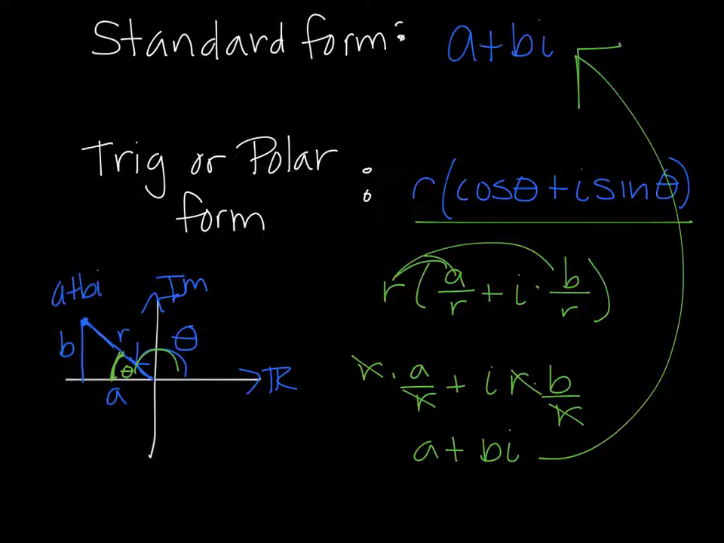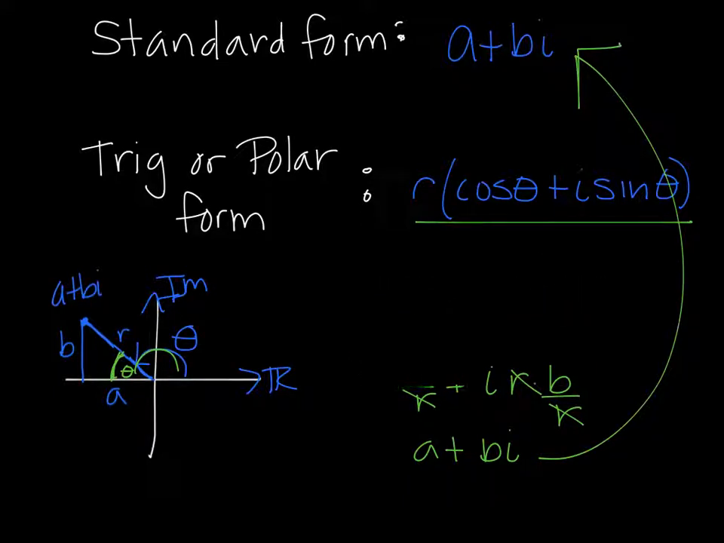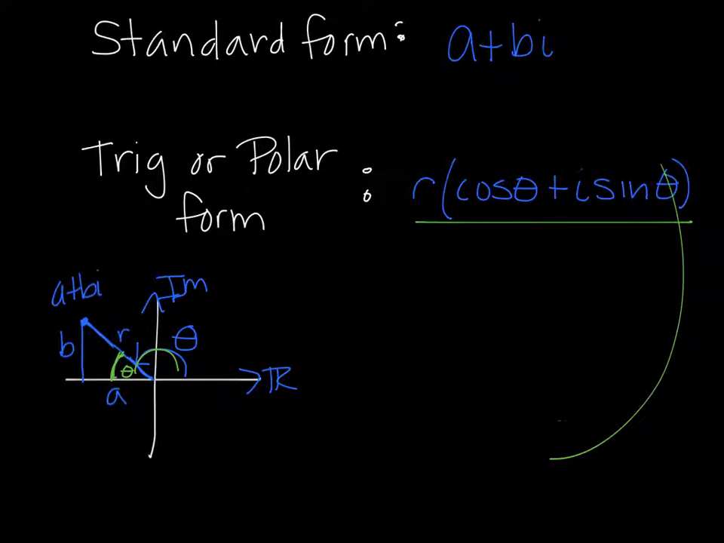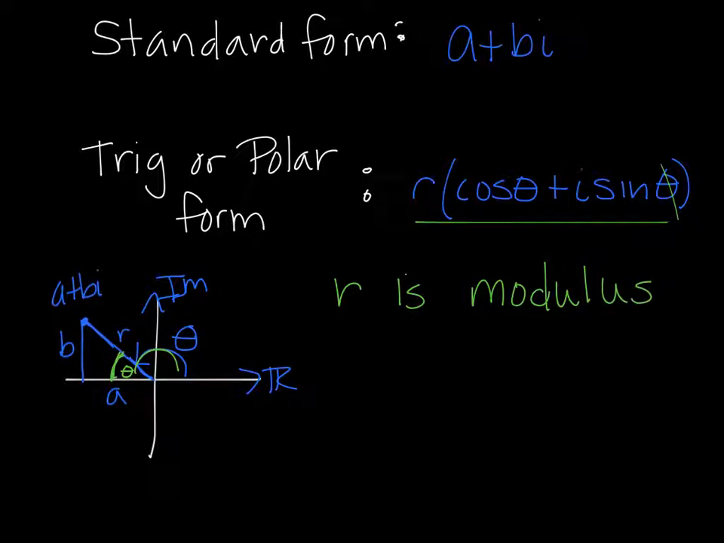Now we have a little bit of vocabulary that we need to do. The vocabulary is just what we call each part, and you might be asked to find these parts. When we're looking at these, r is called the modulus, just in case someone asks you to find the modulus. Theta is called the argument. Okay, r is the modulus, theta is the argument.